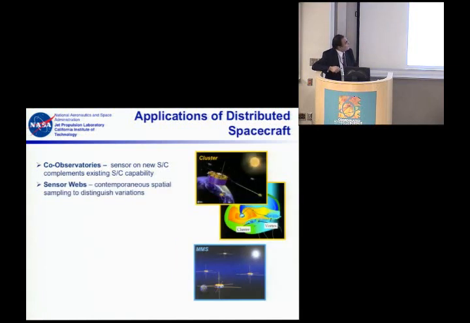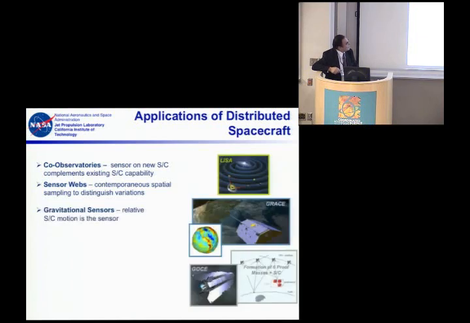We also have the sensor web that gives you spatial sampling for variations, relative spacecraft motion as a sensor, as in GRACE. We have been flying this for about 10, 12 years now. And the whole science is how you actually get the relative distances between these spacecraft, which change due to the field effect.